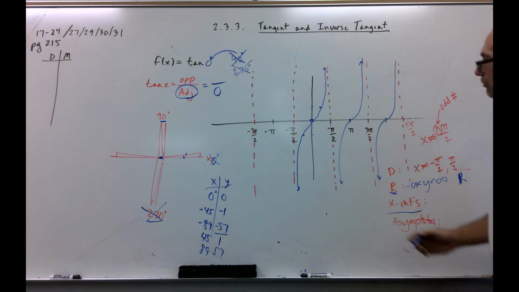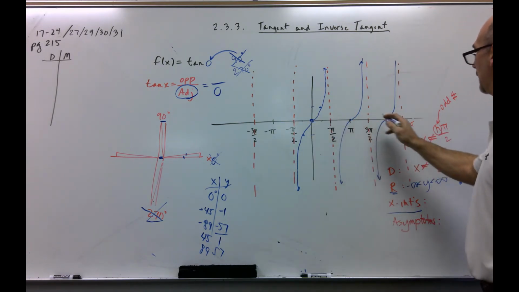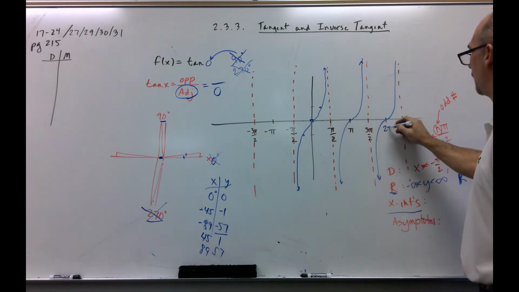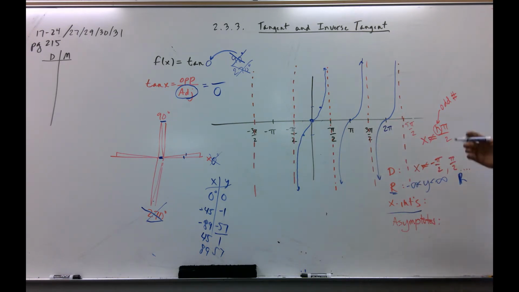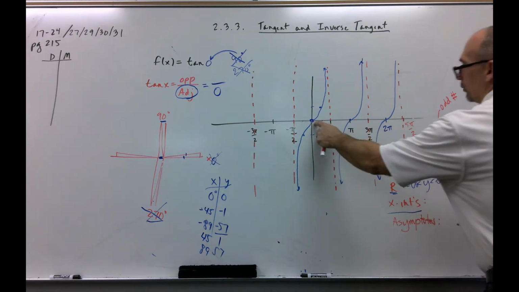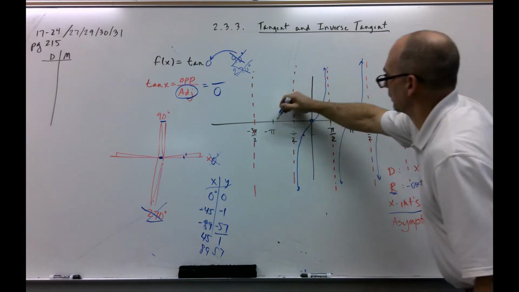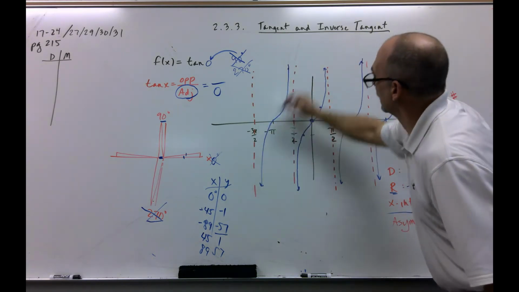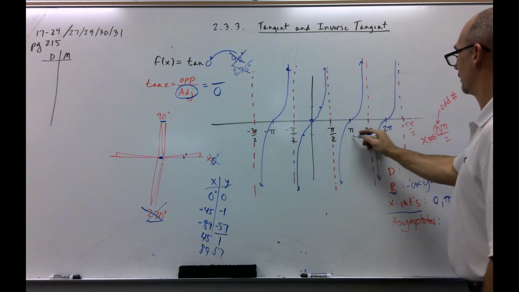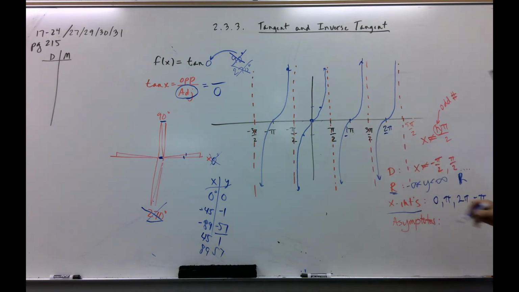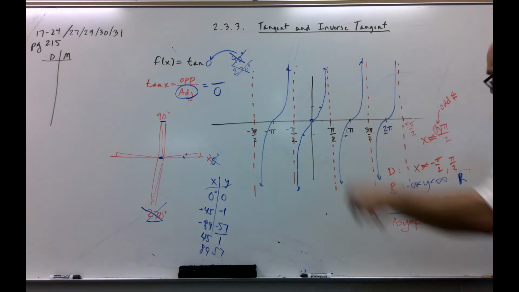X-intercepts. Well, as you can see, you got 0, pi, this would be 2 pi. So the x-intercepts, we start with 0, and then pi, and then 2 pi, and then we could go negative pi, because that would happen right here as well. So it goes like this. And you can see that any n times pi, and this has to be a whole number, positive or negative, would be our x-intercepts, because it happens an infinite number of times.